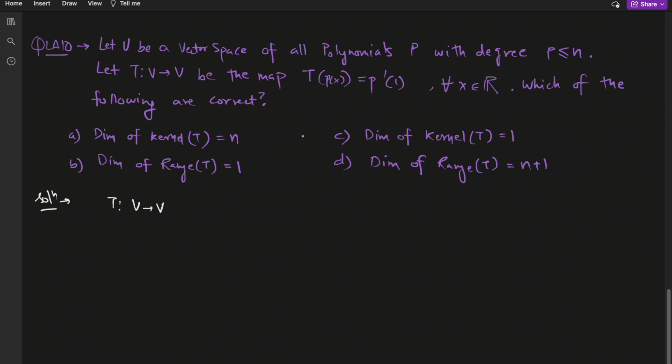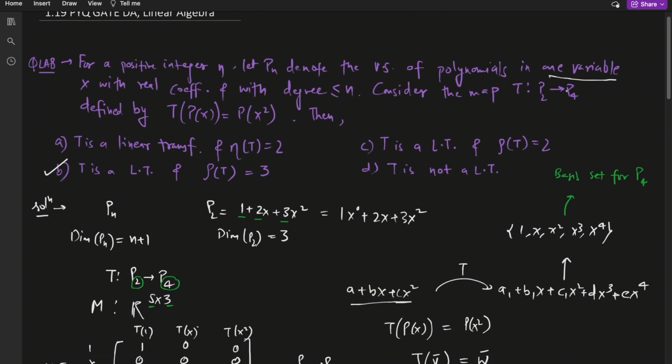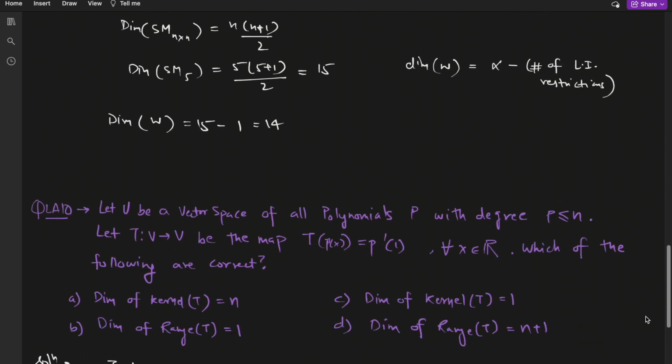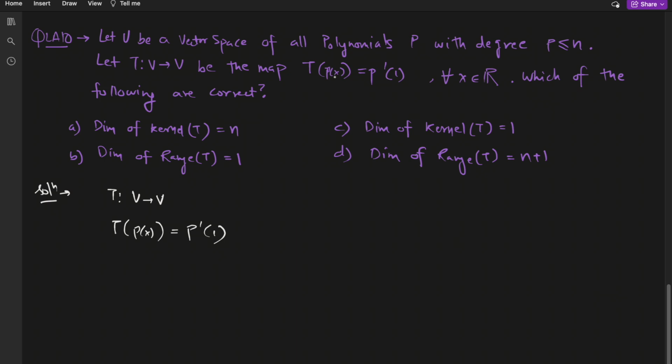Okay, let T be the map, and the transformation is given such that T of P(x) is P dash 1. Okay, so in the earlier question we were given the map P2 to P4, but here we are given a generalized map. Then it is asking which of the following are correct. So basically it is asking about kernel and range, and I have already told you that kernel is nothing but nullity.